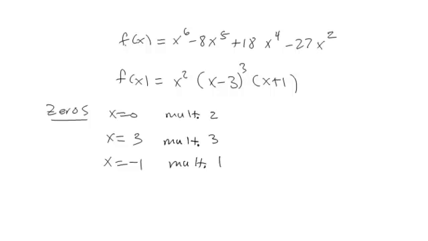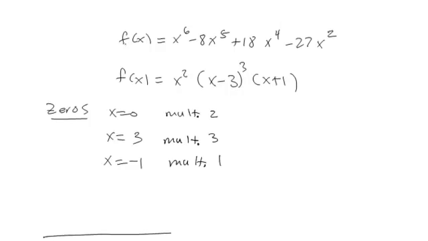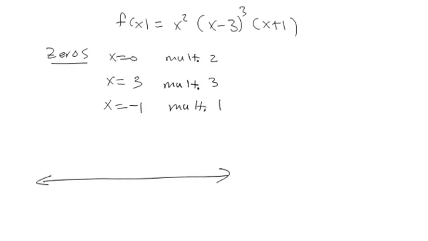Now I'm going to make a number line, and this number line is just to keep track of what's going on in between these zeros. So let's plot x equals 0, x equals 3, and x equals -1. There is a shortcut through all of this, and I'll talk about that in a little bit. But let's suppose you forgot how to do the shortcut. What you should do is pick points.